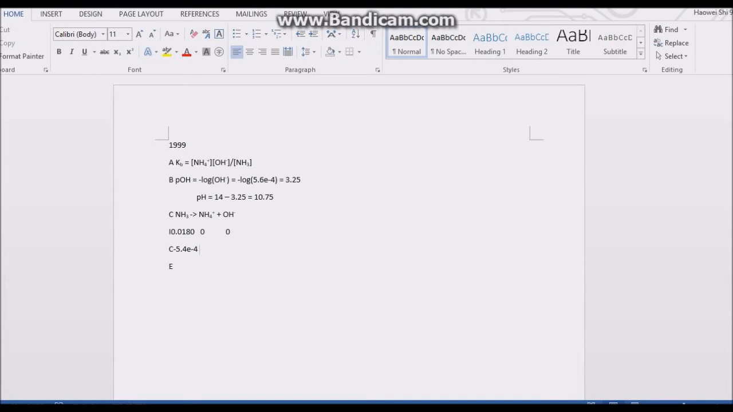And for NH4 and OH minus, due to stoichiometry, both increase by 5.6 times 10 to the negative 4th molar, which is a pretty small value.